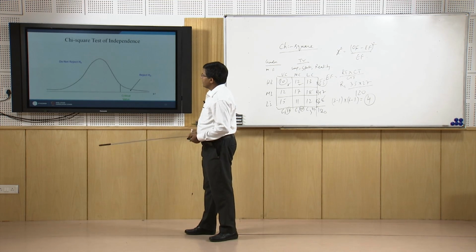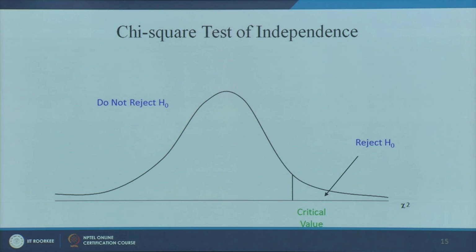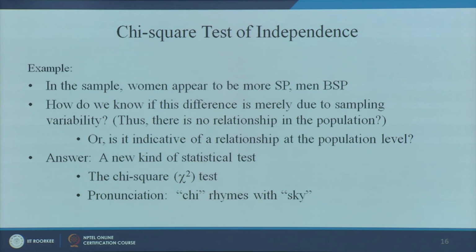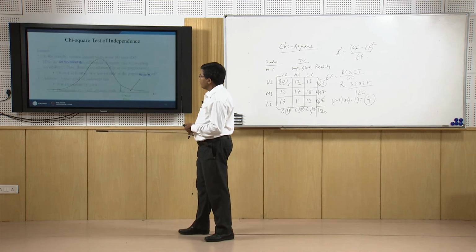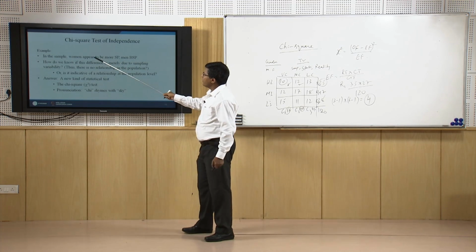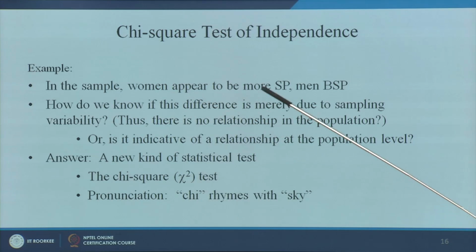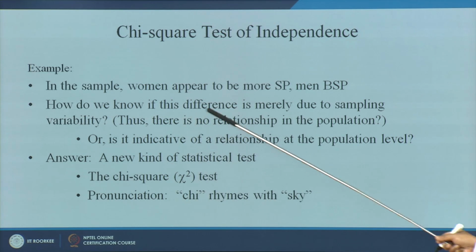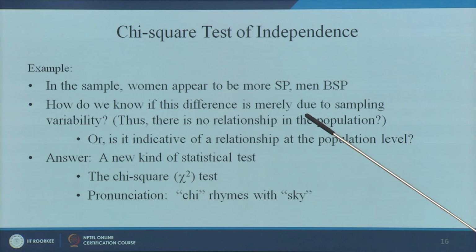Okay. Now, let us see this. So, this is exactly how the chi-square will not look, the chi-square will look slightly different, I will show you, but anyway. So, where does it fall? We will see that. Okay. So, let us say in this example, in the sample women appear to be more in SP and men in BSP, I think it is what it is saying. How do we know if this difference is merely due to sampling variability?